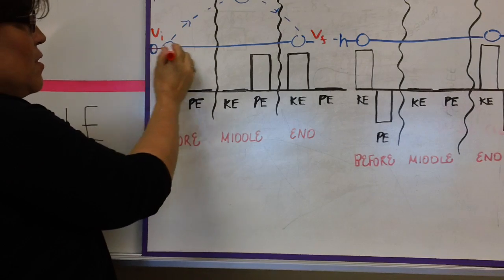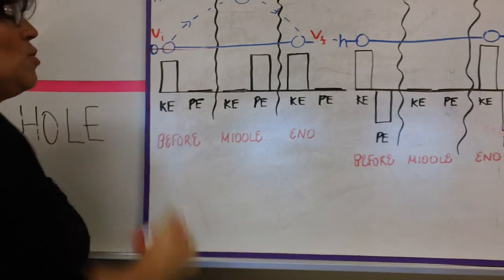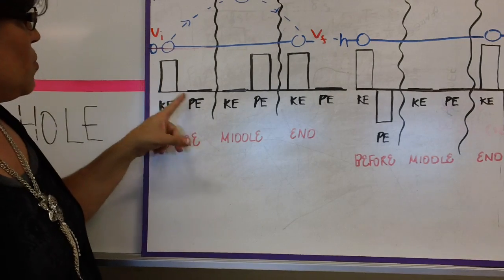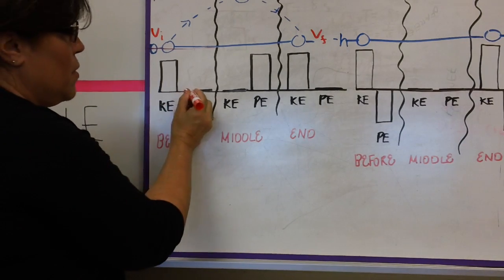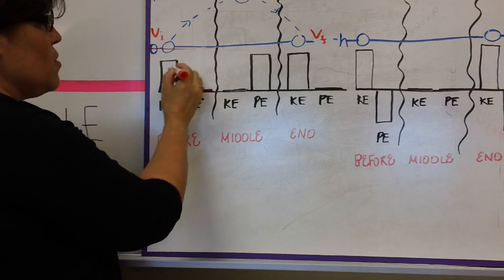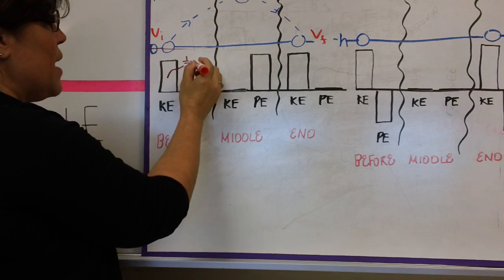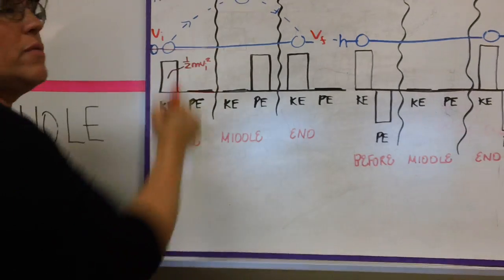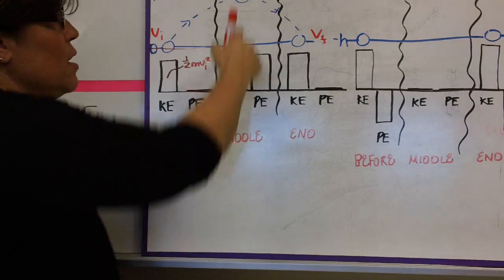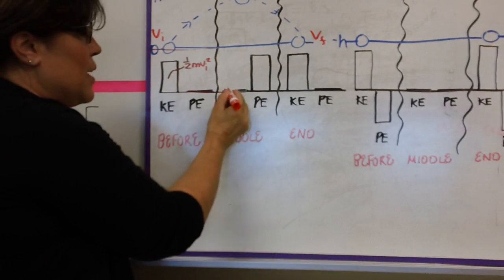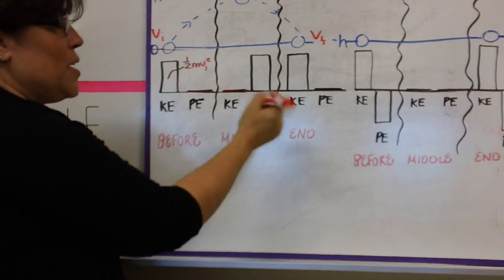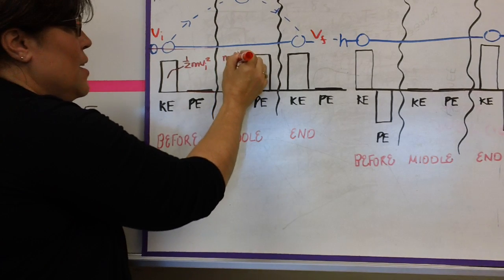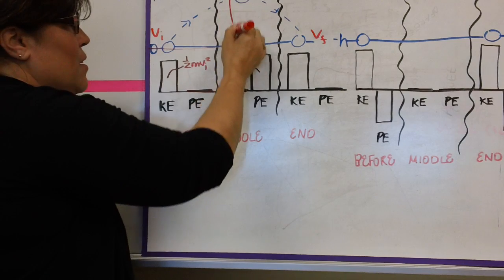So before, if this is our 0 mark right here, there is no potential energy because the height is 0. So the potential energy is 0 right here. Now the kinetic energy is right here, and that's equal to 1/2 mass times velocity initial squared. Once it reaches the very top of its projectile, the v is 0, so the kinetic energy is 0. Now the potential energy, which is right here, is m, g, and h is this distance right here.